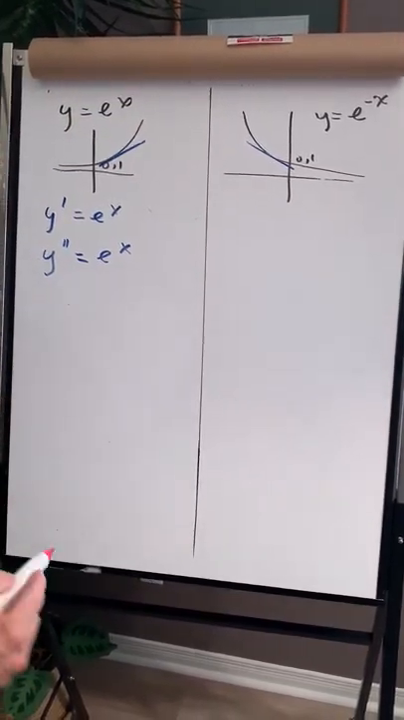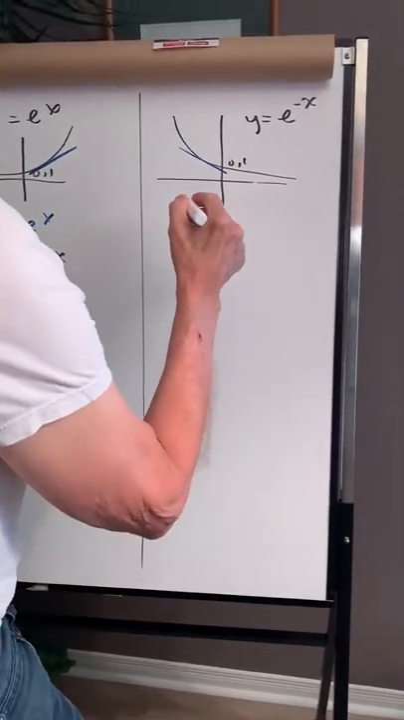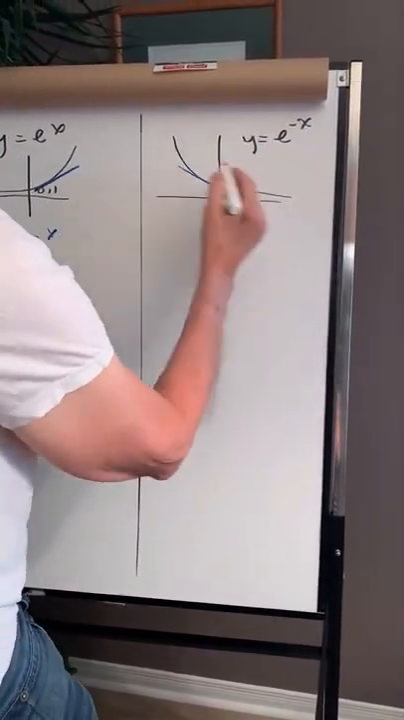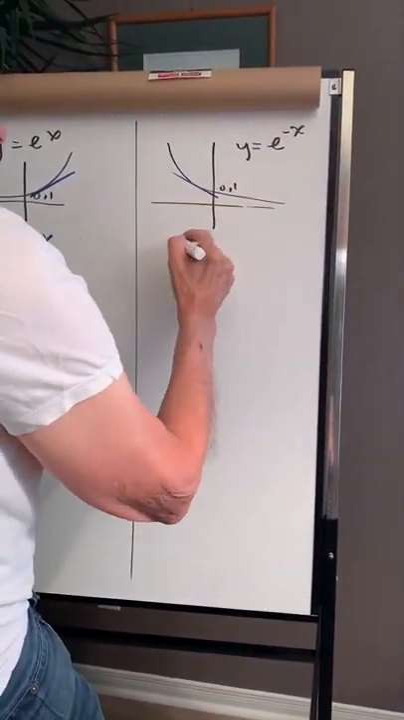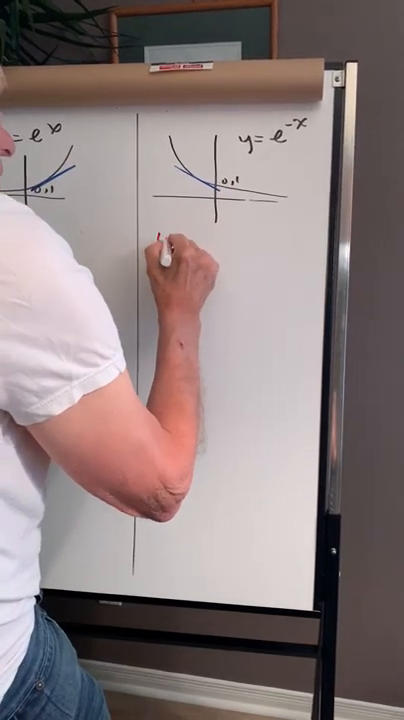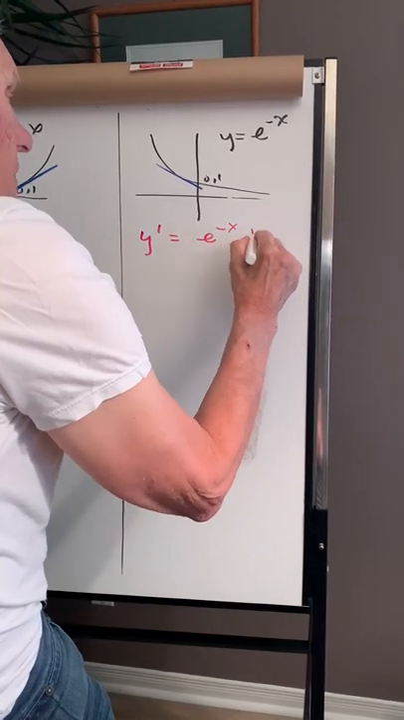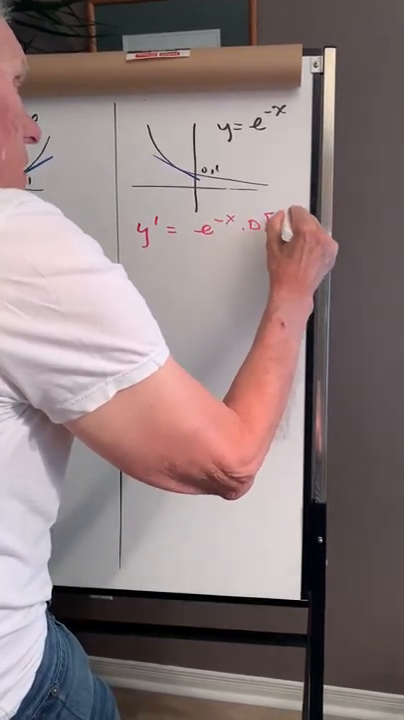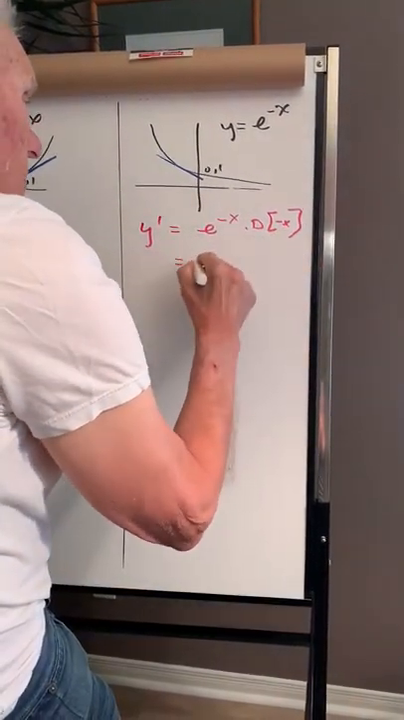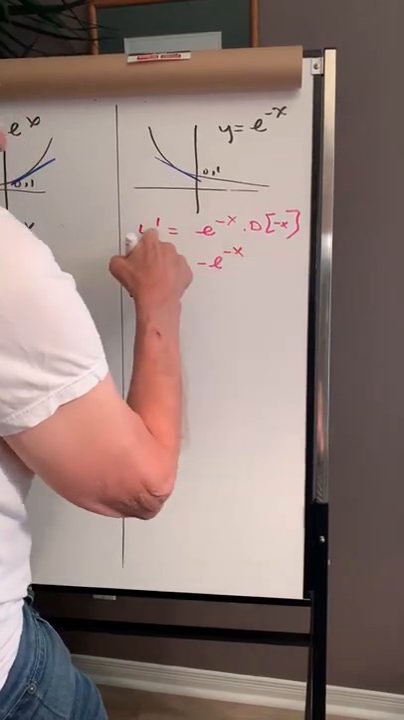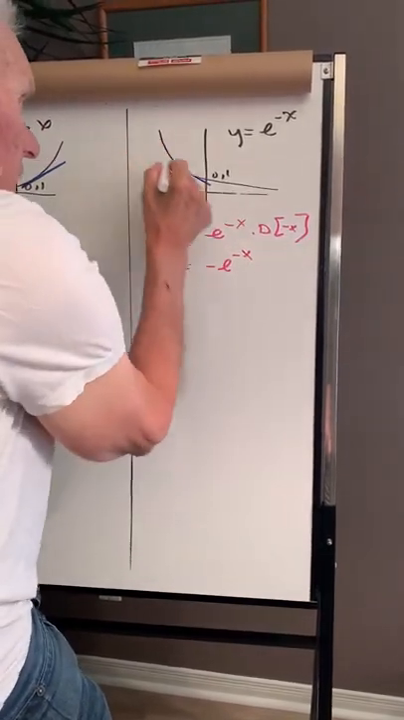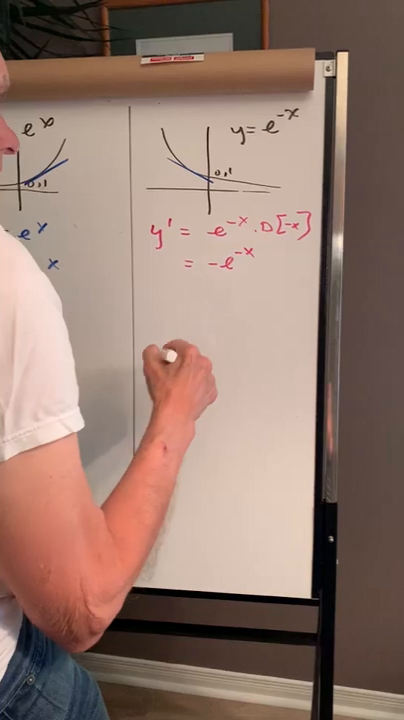Okay, and the second one over here, let's have a look at it. When it's negative, it goes in this direction. So now y dash this time is going to equal e to the negative x times the derivative of negative x, which is negative 1. So that's minus e to the negative x. So the slopes are negative up and to the left.